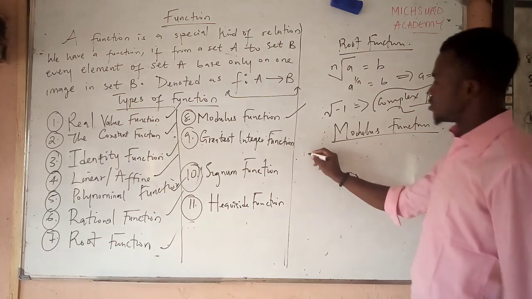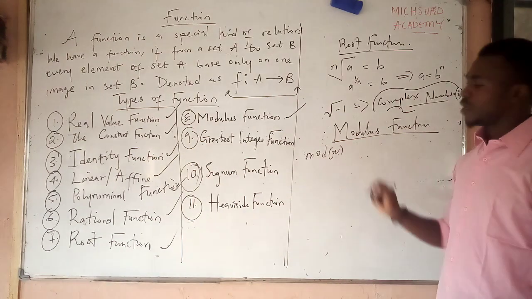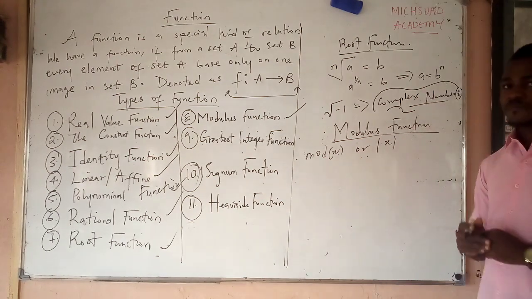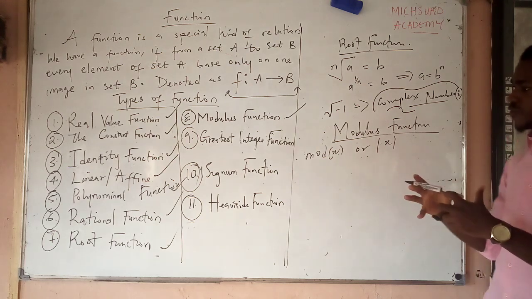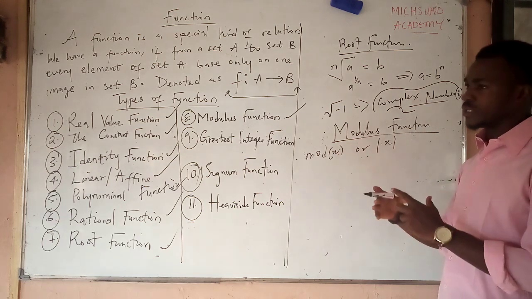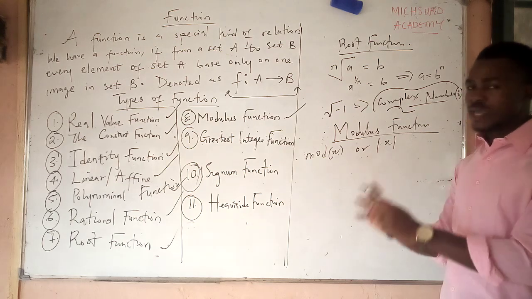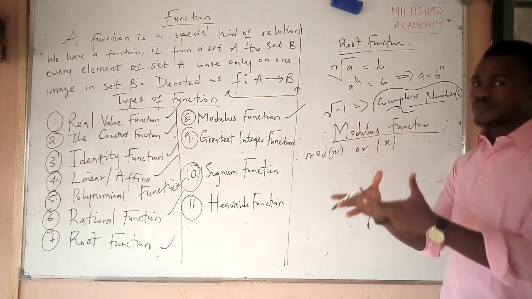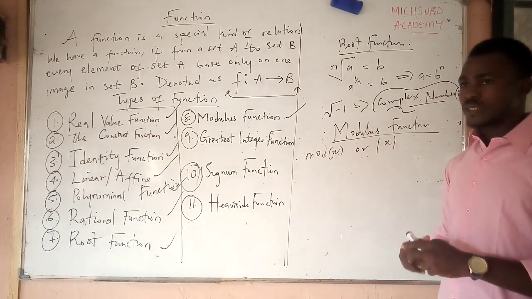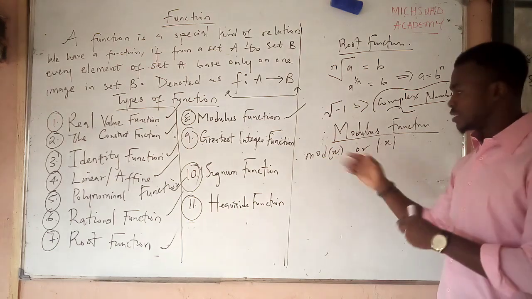Now we normally denote this modulus function as this, the mod of x, or sometimes we can use this to show the modulus function. What the modulus function is telling us is that for every value of x that we put in, whether a negative integer or a positive integer, the output is that integer, but in the positive form. So it gives us the positive integer of the integer put in.